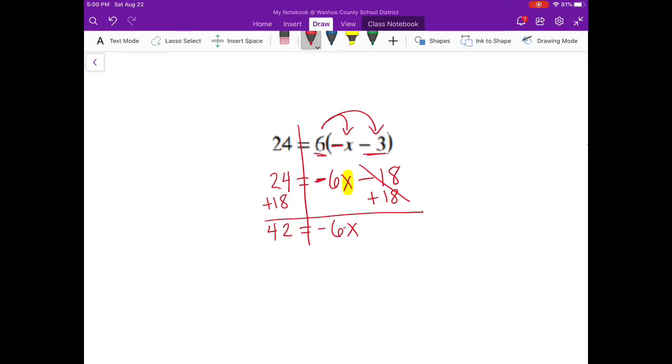Okay, so again, negative 6x is being multiplied, so I'm going to divide by negative 6. On this side, I'm just going to have x by itself. Here, this is a positive number divided by a negative number, so my answer will be negative. And then 42 divided by 6 is 7.